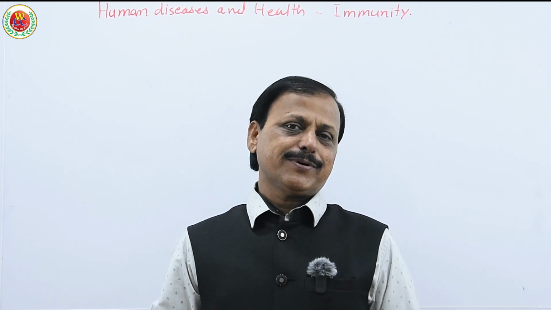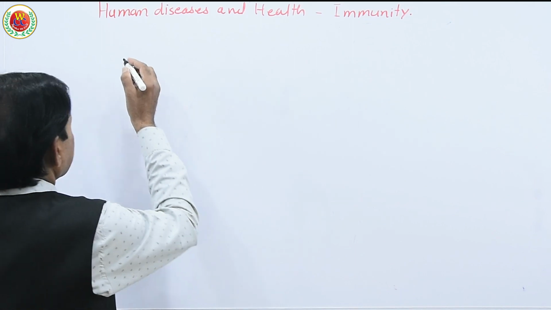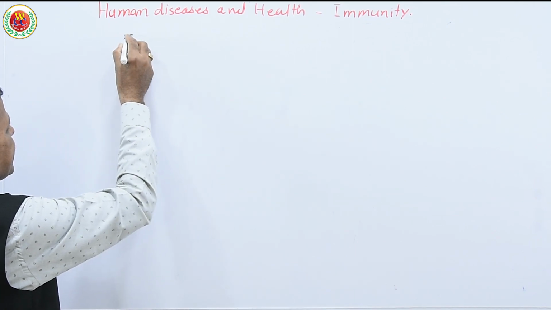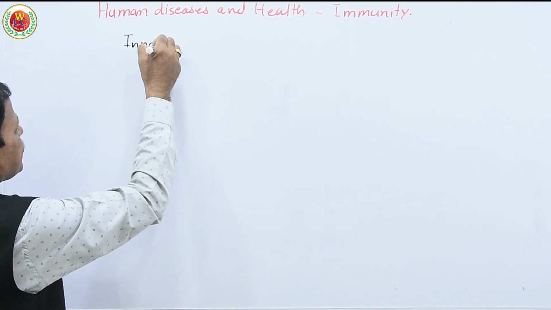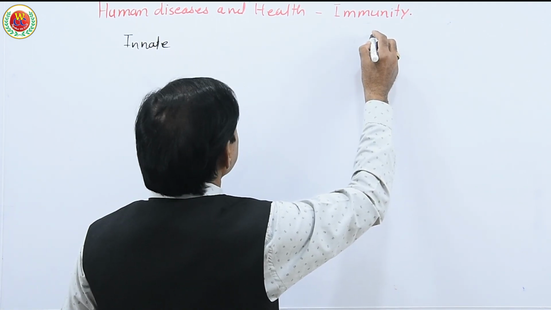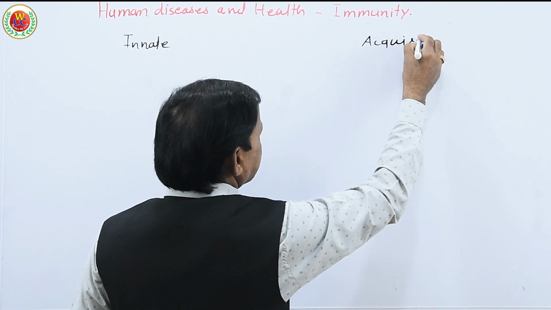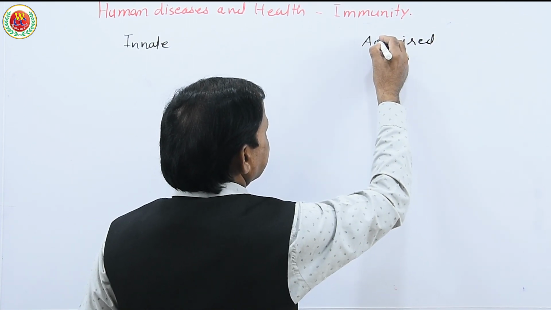Innate immunity and acquired immunity. No doubt we are going to learn about active and passive immunity also, but these 2 types which work in our body are innate immunity and acquired immunity.